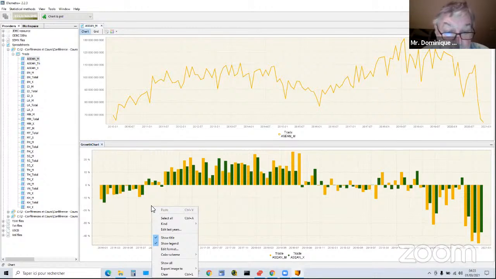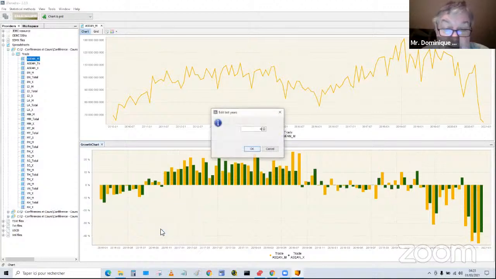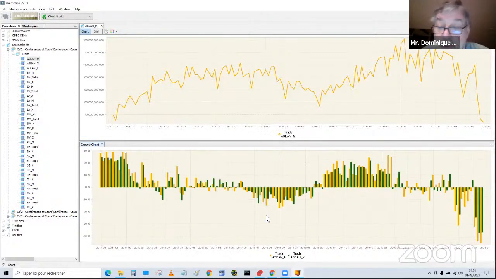Let me, perhaps in edit last years, you click on edit last years. I do the 10, okay, just to see, and you see, it's a nice graph. But usually when you do the growth rate, the annual growth rate, you are more concerned with the last data, the more recent data. So you focus on the last years, but you can change it. The question was a good question, thank you.